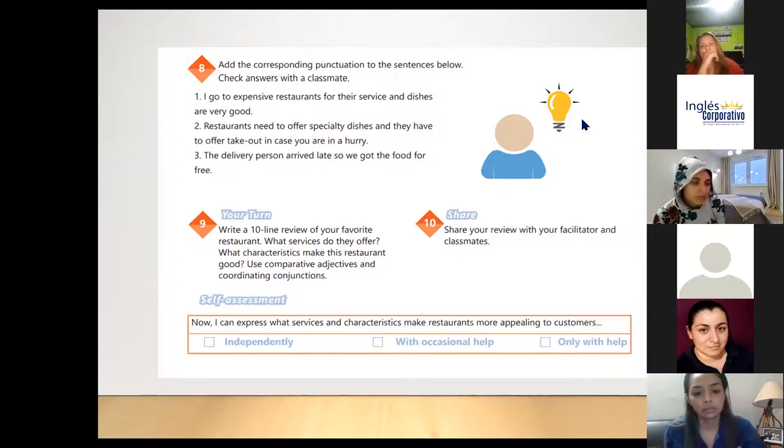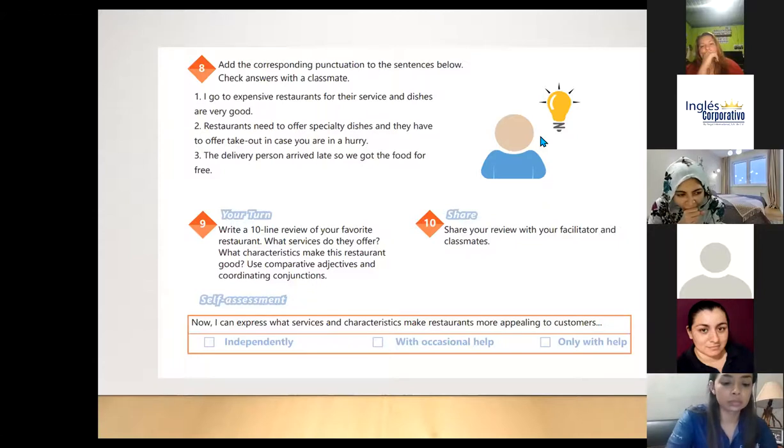So you can do this alone, by yourself, or you can do it in pairs. I can give you the option in case you want to discuss, or you are writing and then you want to ask something to your classmate, that's okay. But if not, you do it individually. I give you the time and then you share with us.